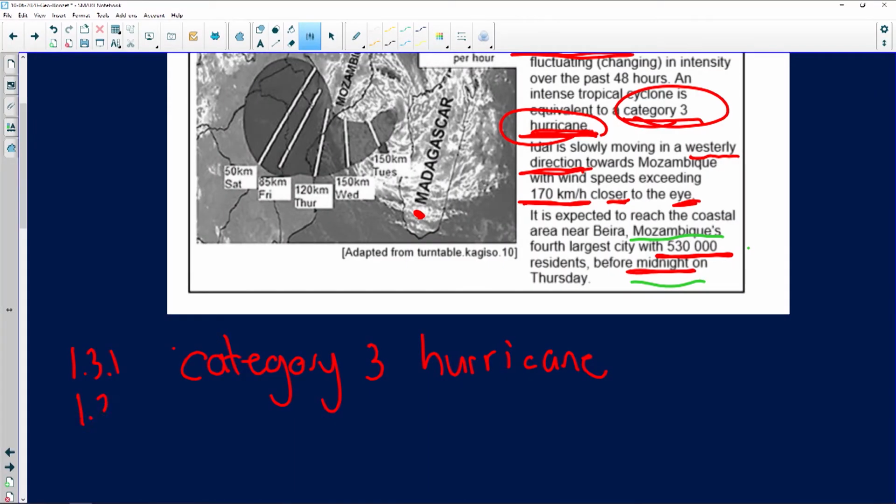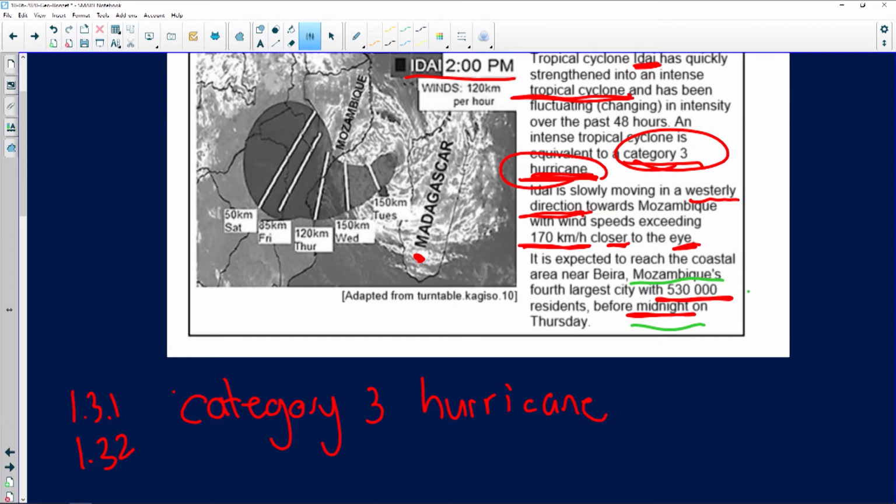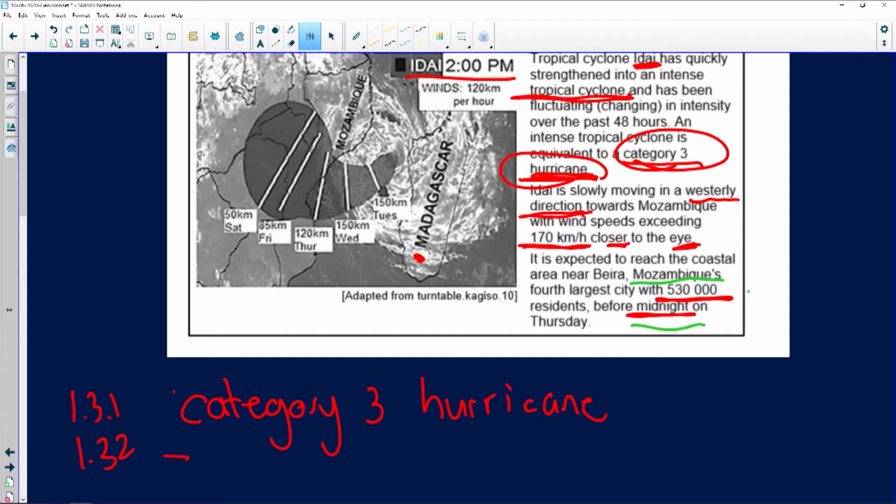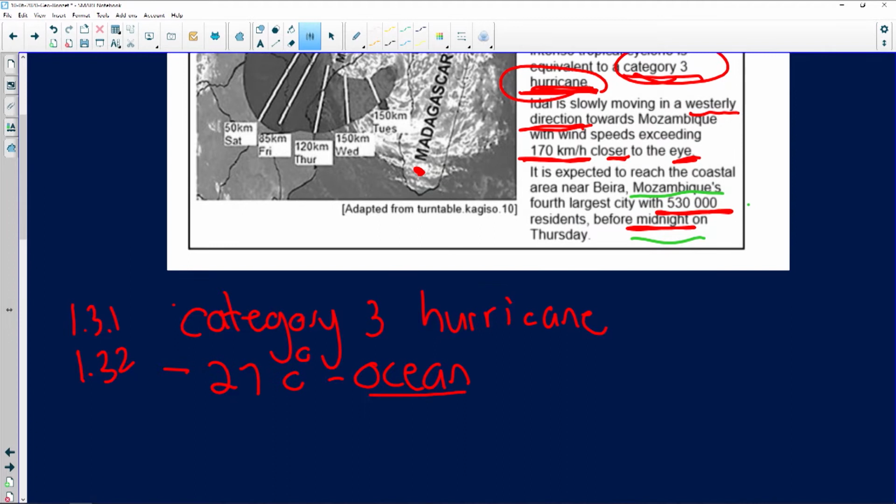Okay. Our next question, question 1.3.2. Name one condition that was necessary for the formation of a tropical cyclone. Now, I've mentioned it to you just before the ad break. There's quite a few of them, and I'm going to write only 4 of them down, so you can remember. So, what do we need? We need ocean temperatures. I just want to write there, very important. Ocean temperatures above 27 degrees Celsius.